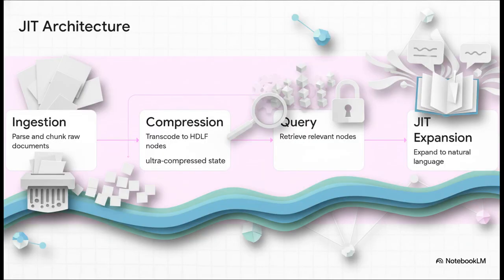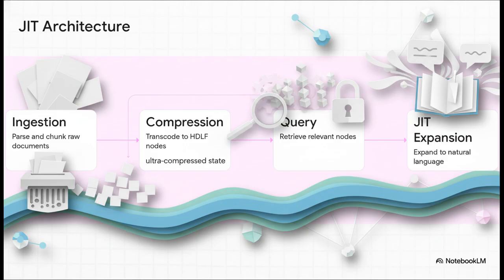So how does this actually run? Well, it builds into this incredibly elegant four-phase pipeline called the JIT, or just-in-time architecture. First up, your raw documents are ingested and chunked. Second, they get compressed into those HDLF nodes. And here's the brilliant part. Your database rests permanently in that ultra-compressed state.